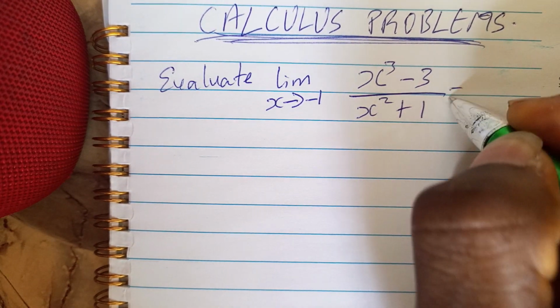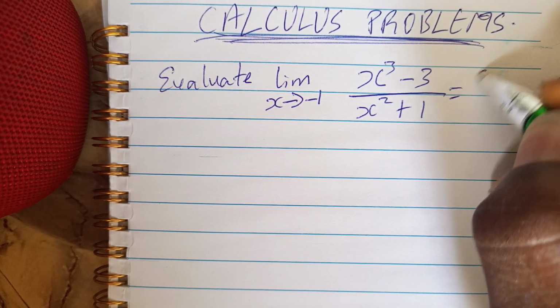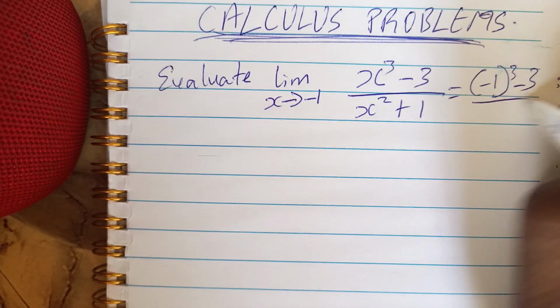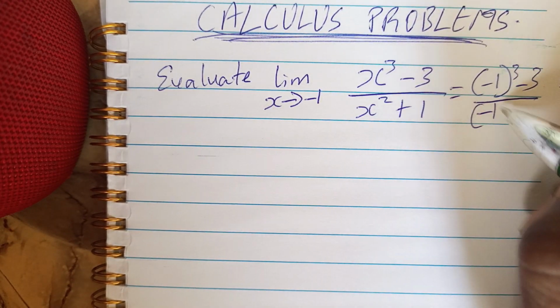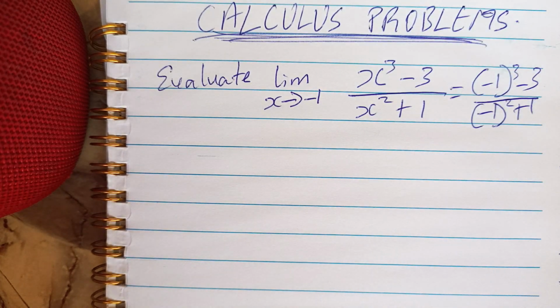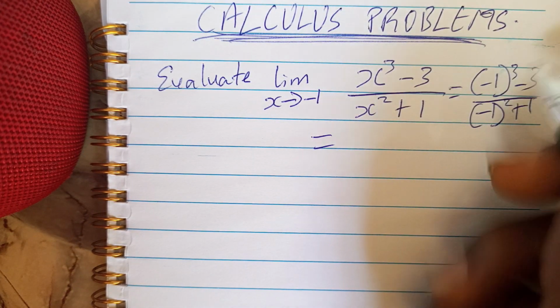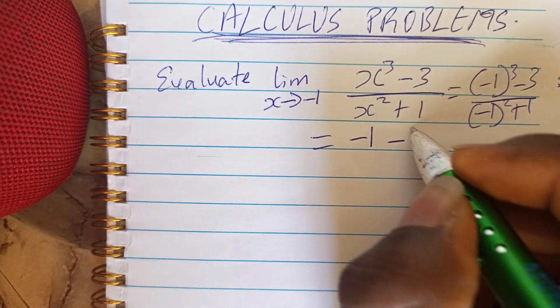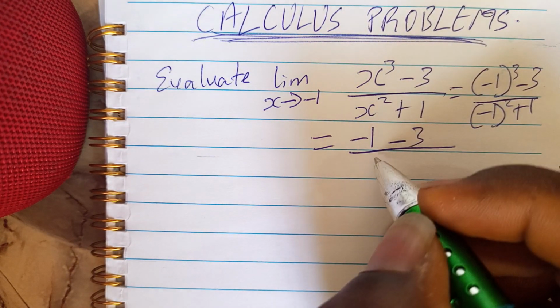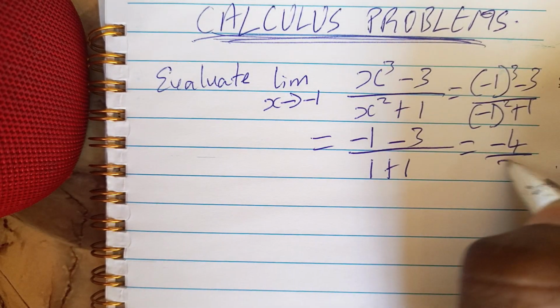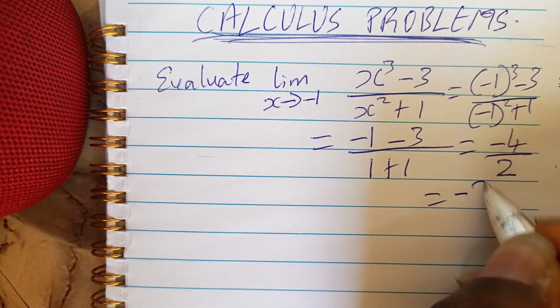So this is simply (-1 cubed minus 3) over (-1 squared plus 1), right? So this is simply -1 raised to power 3 is -1, minus 3, all over -1 squared is +1, that is 1 plus 1, giving us -4 over 2, which is going to be -2.